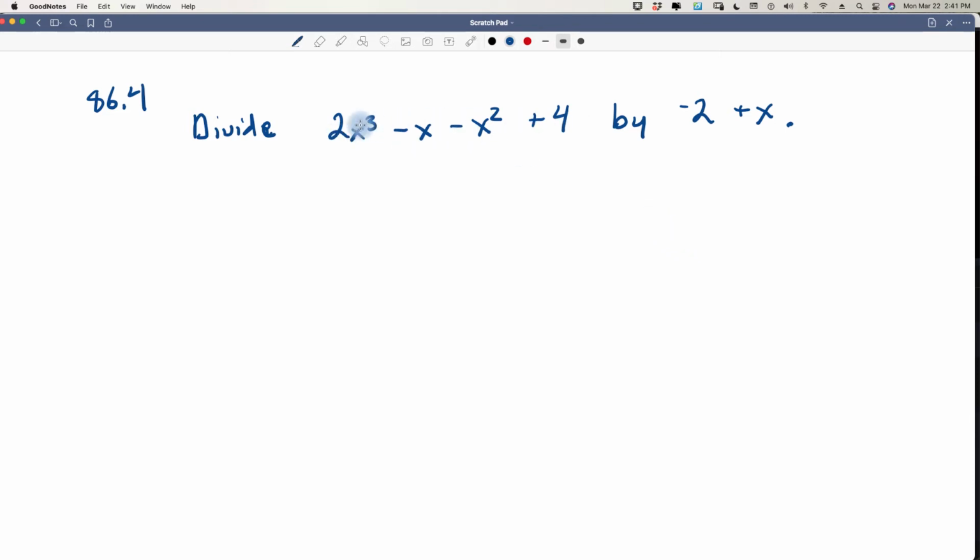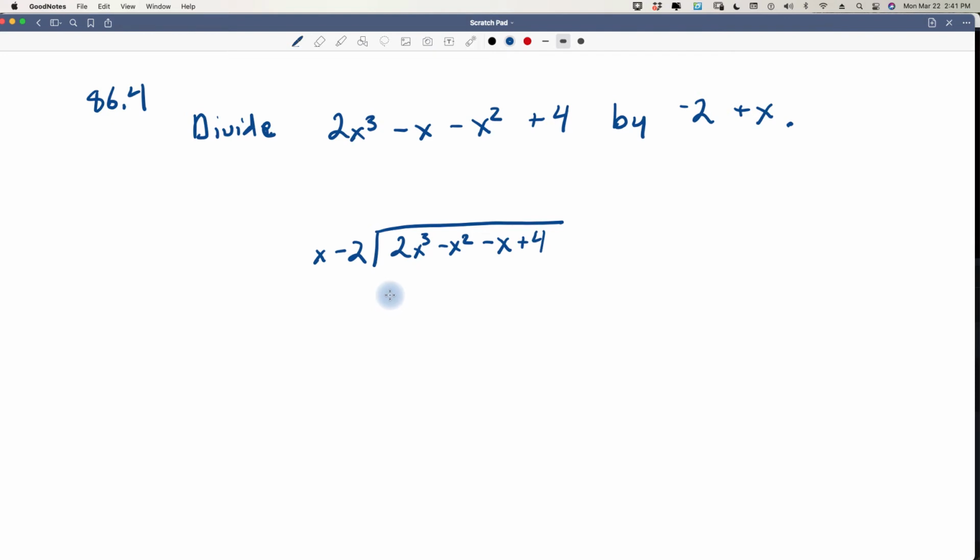So the first thing we have to do is rewrite this in descending order of the variable, right? So 2x cubed, and we have a negative x squared. Then we have a negative x, and we have a positive 4. We put that in our long division format, and then we put this in descending order of the variable, and that's going to be x minus 2, right? Do we see how we got there? If you do not see how we got there, then you need to ask that question. You need to stop and say, okay, why did we do that? And write that in your notebook.